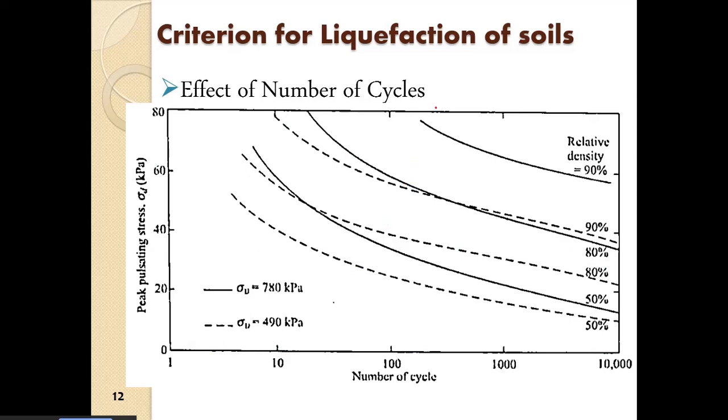So the effect of numbers of cycles we have already seen. Another thing to note is the effect of relative density as well. Here we see two confining pressures. One is low, the dotted line, and the dark line is on the higher side. Here we see for the 50% relative density, it is almost closer to each other.